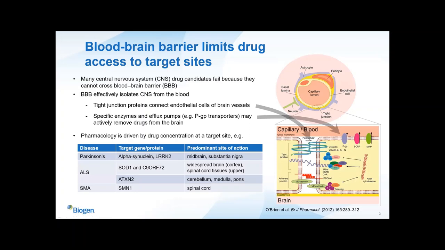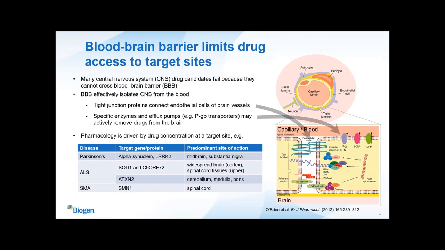Let me first introduce the concept of the blood-brain barrier and drug access to target sites in the brain. Many central nervous system drug candidates fail because they cannot cross the blood-brain barrier, which effectively isolates the CNS from the blood. As you can see in the cartoon, tight junction proteins connect endothelial cells lining the surface of the blood vessels, essentially preventing drugs or other molecules from penetrating directly from blood to the interstitial space in the brain or other CNS organs. Also, specific enzymes and efflux pumps like PGP transporters may actively remove drugs from the brain, as illustrated here.